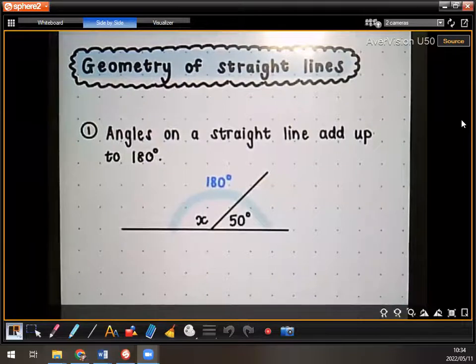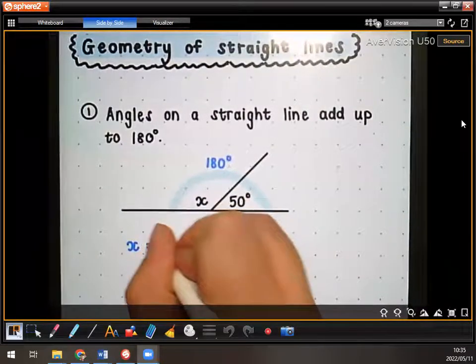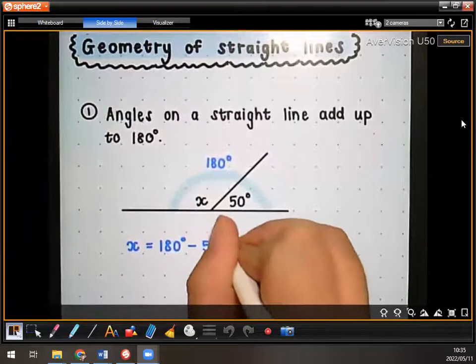So if I know that that small angle is 50, what am I going to do to get the size of angle x, right? 180 minus 50. Okay, it's just like when we did with those triangles, right? If you have multiple angles in a triangle, they all add up to 180. So you're always going to say 180 minus the two that you have. Same thing here. To get x, we're going to say 180 degrees minus 50 degrees.